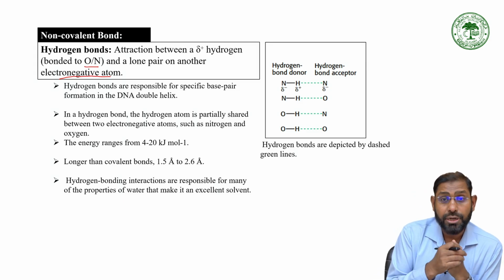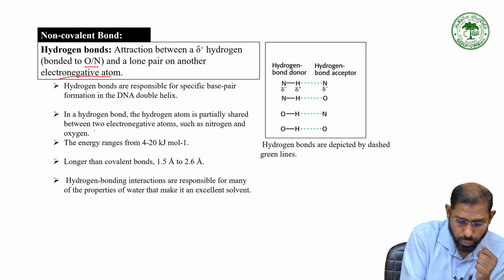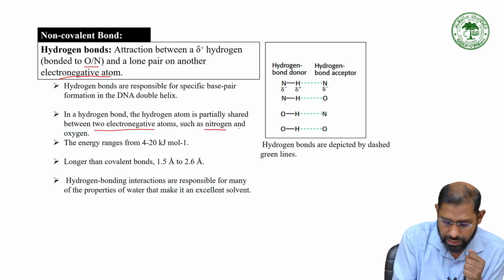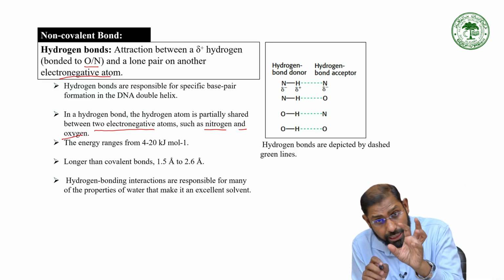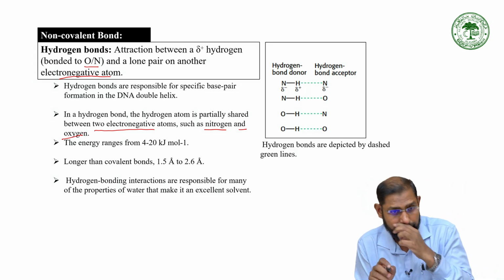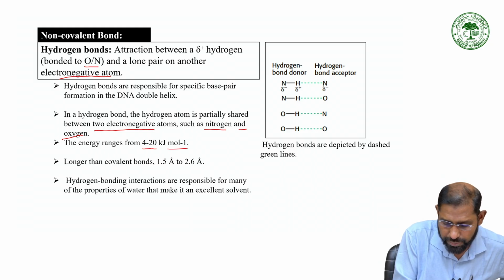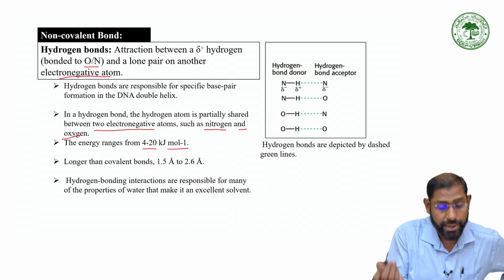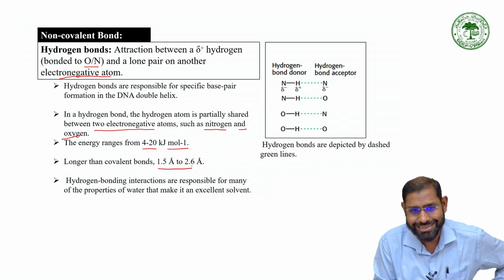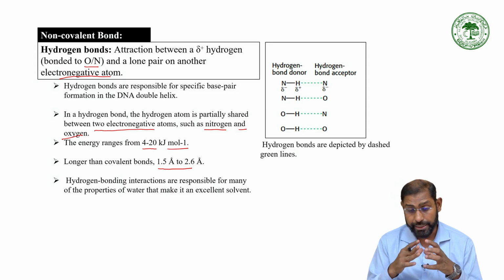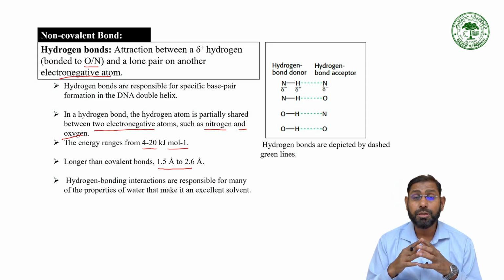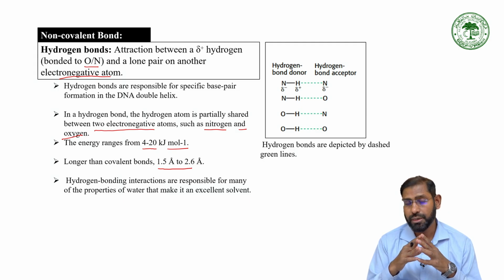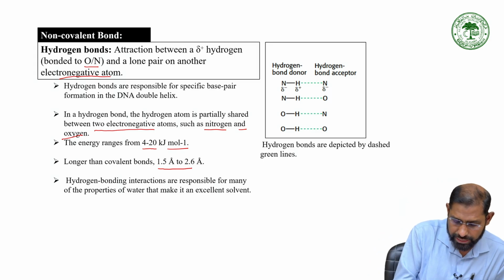In the hydrogen bond, the hydrogen atom is partially shared between two electronegative atoms such as nitrogen and oxygen. So these are the two atoms, nitrogen and oxygen, that share the hydrogen. The energy range is 4 to 20 kilojoules per mole, and the bond is longer than a covalent bond, at 1.5 to 2.6 angstrom. Hydrogen bonding is very important because it is responsible for many properties of water that make it an excellent solvent, because we know that water molecules are hydrogen bonded.